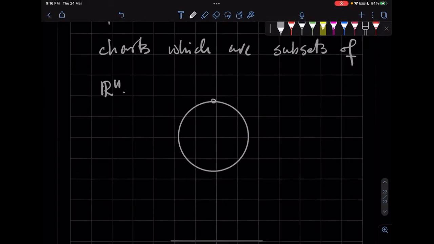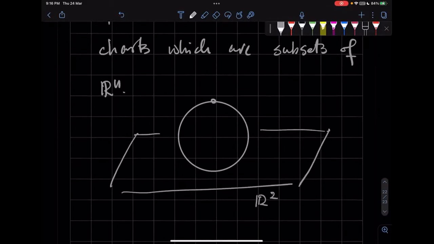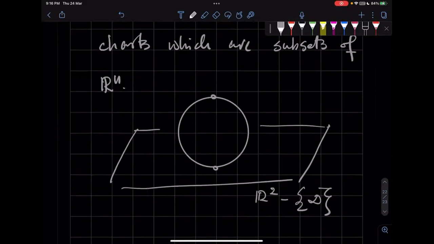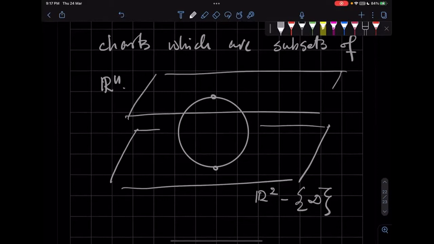all the points of the sphere except the North Pole can be projected onto R2 by the stereographic projection, R2 minus the point at infinity, right? And similarly, all the points on the sphere minus the South Pole can be projected onto R2 minus the point at infinity. So these are the charts. So this is phi 1, this is phi 2. Charts are essentially local coordinates.